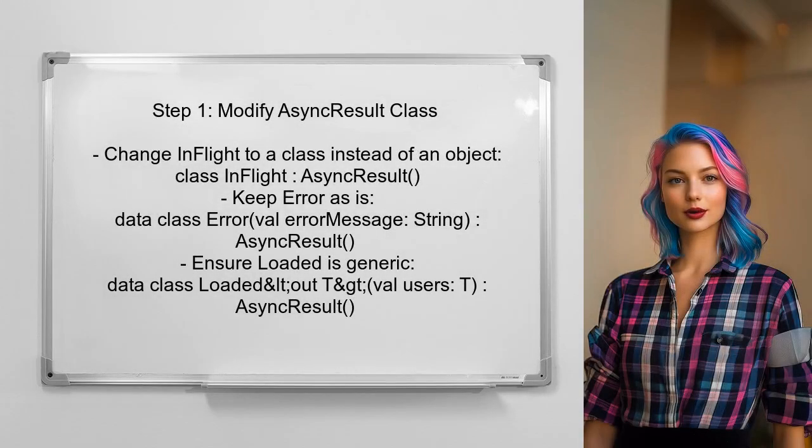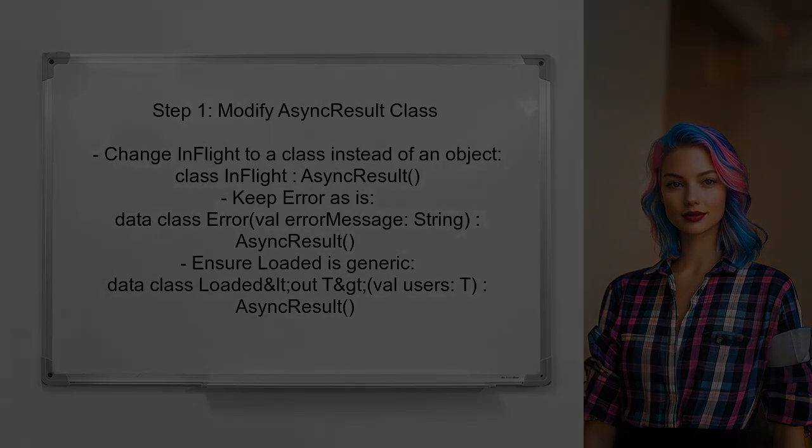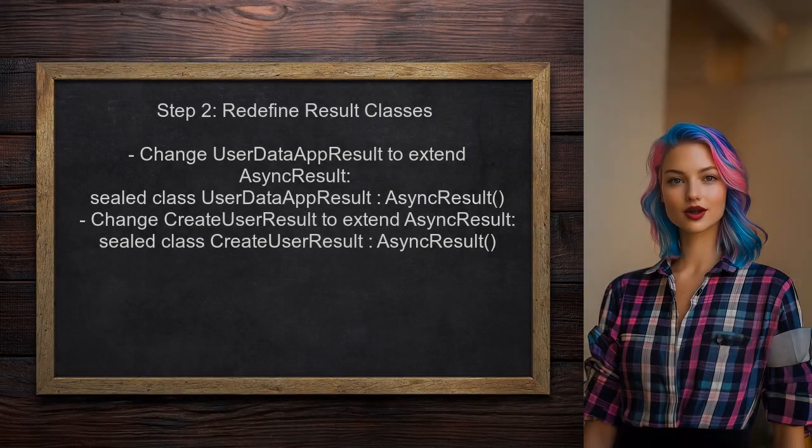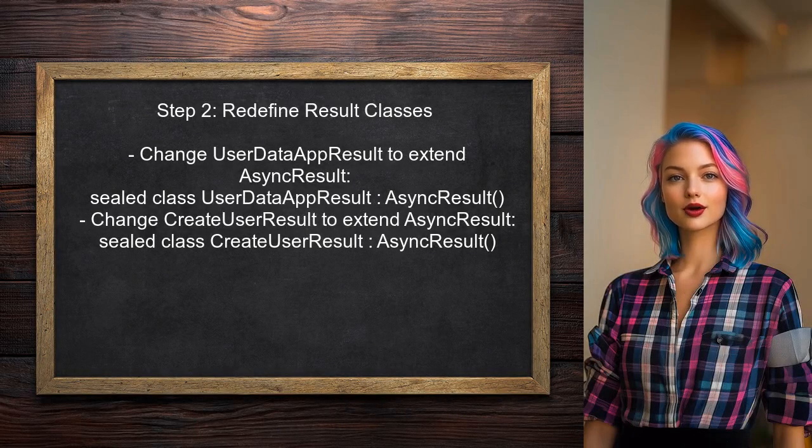To begin addressing the user's question, we will first modify the async result class to make it more generic. This allows us to reuse the inflight and error states across different result types. Next, we will redefine the user data app result and create user result classes to extend the async result class. This way, they can inherit the common states.